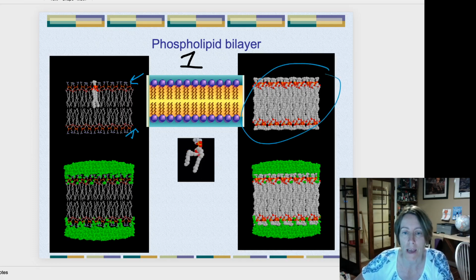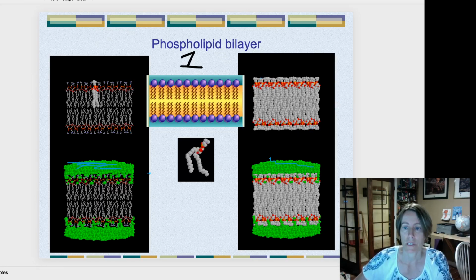Now the bottom diagrams, I really like these diagrams because it's showing all this green stuff. What is this green stuff supposed to represent? I'm going to give you a few minutes to think about this. So what's all this stuff here and all this stuff here? What do those green things represent?